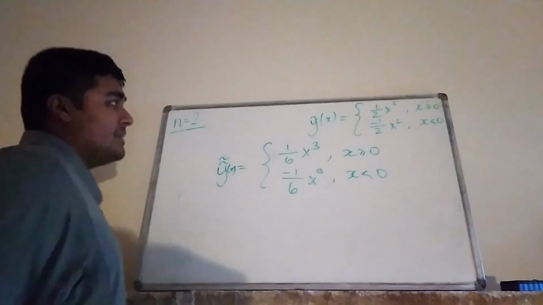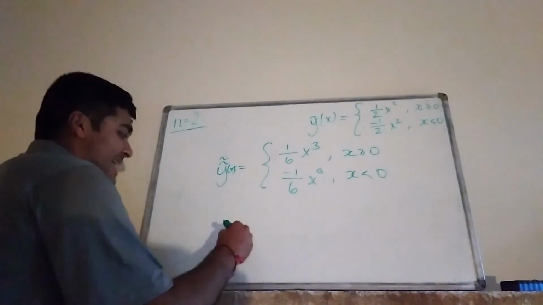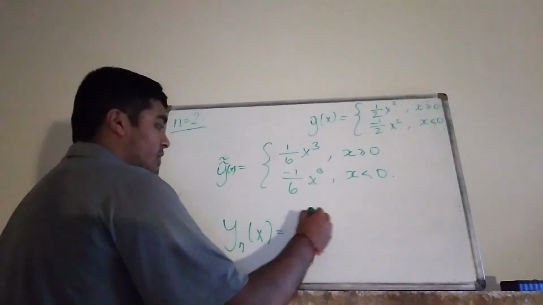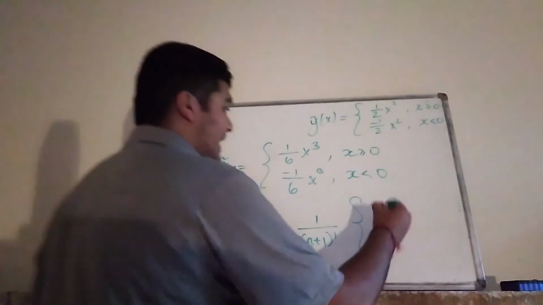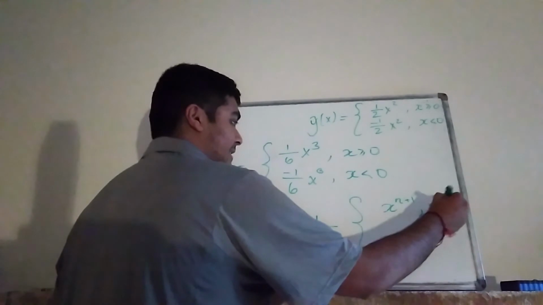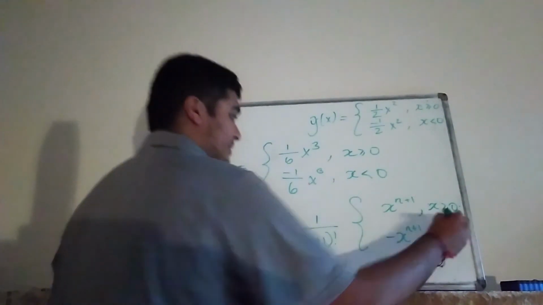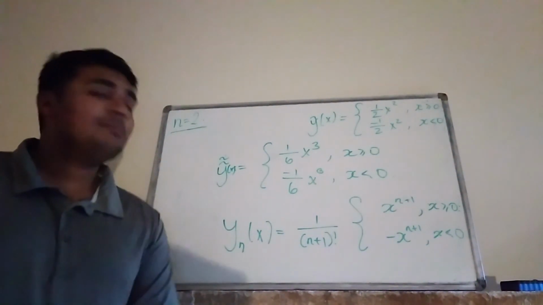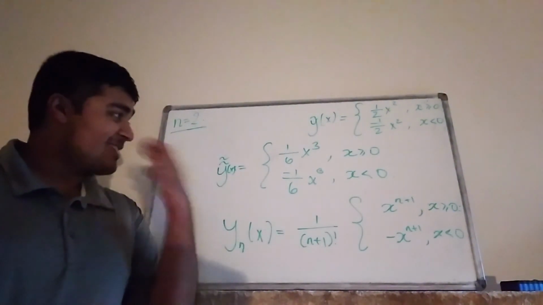Notice at the bottom here was 2 factorial, here was 3 factorial, so if I call y_n(x) equal to 1 over (n plus 1) factorial times x to the n plus 1 if x is bigger than or equal to 0, and minus x to the n plus 1 if x is less than 0, this thing here is an n times differentiable function, but not an n plus 1 times differentiable function. So that sort of solves the problem.